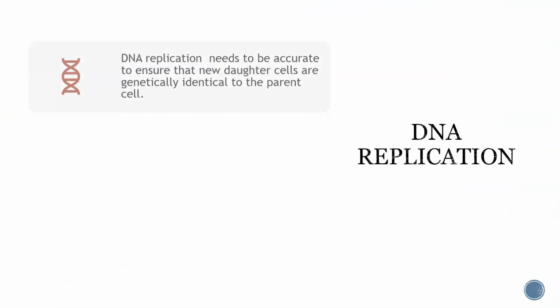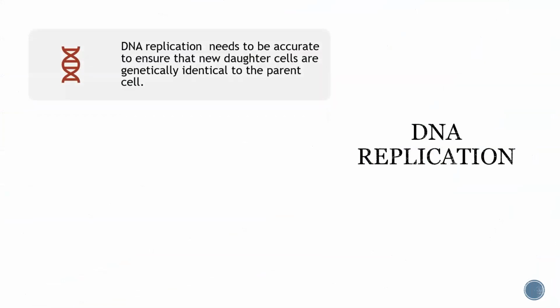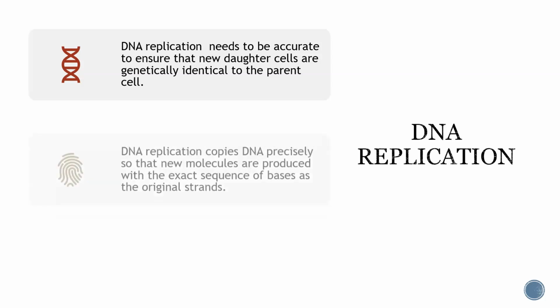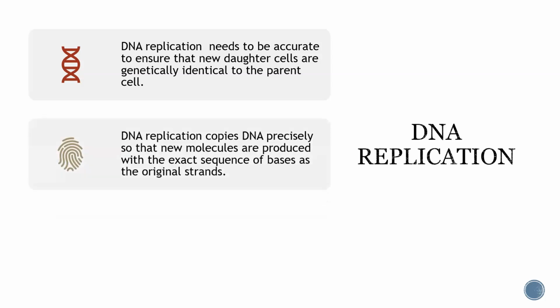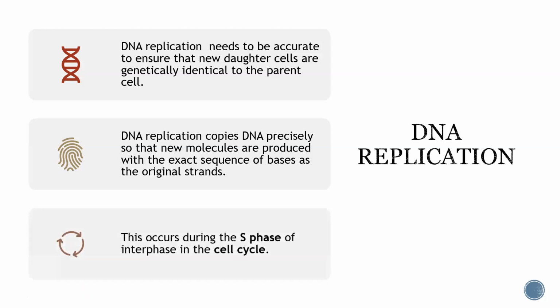Okay, so DNA replication. This needs to occur so that the daughter cells are genetically identical to the parent cells. DNA replication copies DNA precisely so that the new molecules produced have the exact same sequence of bases as the original strand, and this occurs during the S phase of the interphase in the cell cycle.